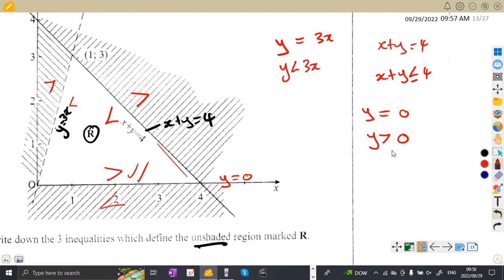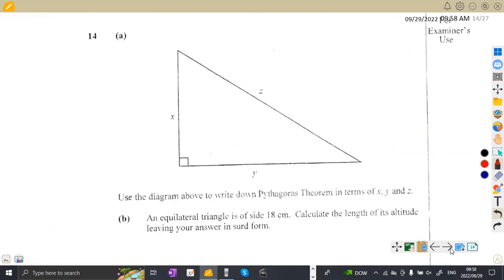And it's a continuous line, so it's going to be greater than or equal to 0 like that. So those are the three inequalities actually. The first one here, the second one here, the third one here. Those are the three inequalities which define the region which is not shaded. So that's how you simply take that part. You just need to understand the concept there.